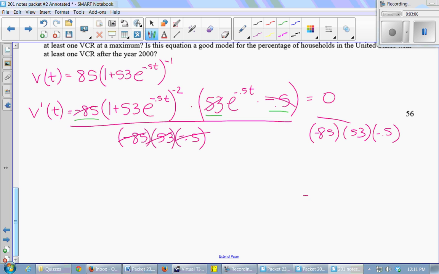And 0 over anything is still 0. So I've drastically simplified this so that I now have e to the negative 0.5 t. That's this guy, right? And then I still have this guy here to the -2. I'm going to move that to the denominator and make it the +2. 1 plus 53 e to the negative 0.5 t, squared.